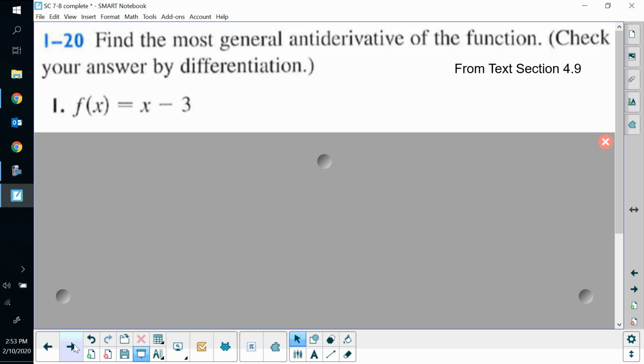All right, we're going to go back to the packet for the rest of the period. So sub, you can pause for 1 minute. This should hopefully be a quick one. See if you can find the antiderivative. Now notice this is little f of x, so let's try to use your notation. What should the antiderivative be called when you do this? We can pause for 1 minute.